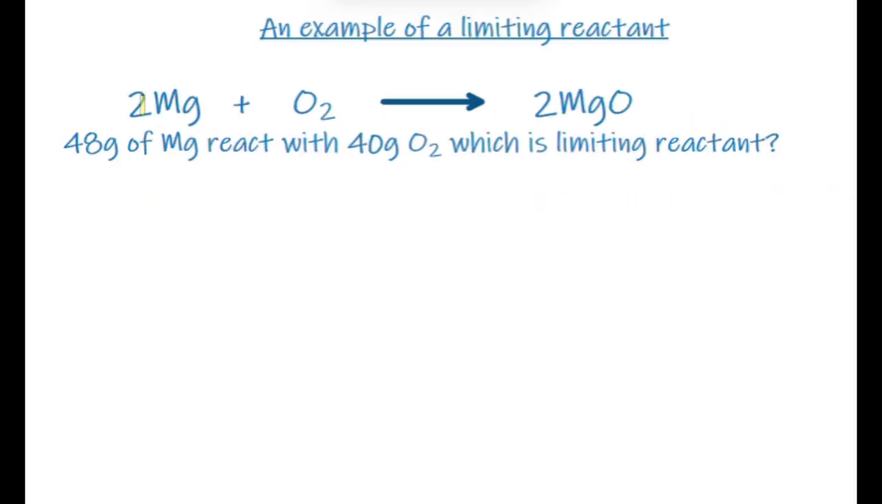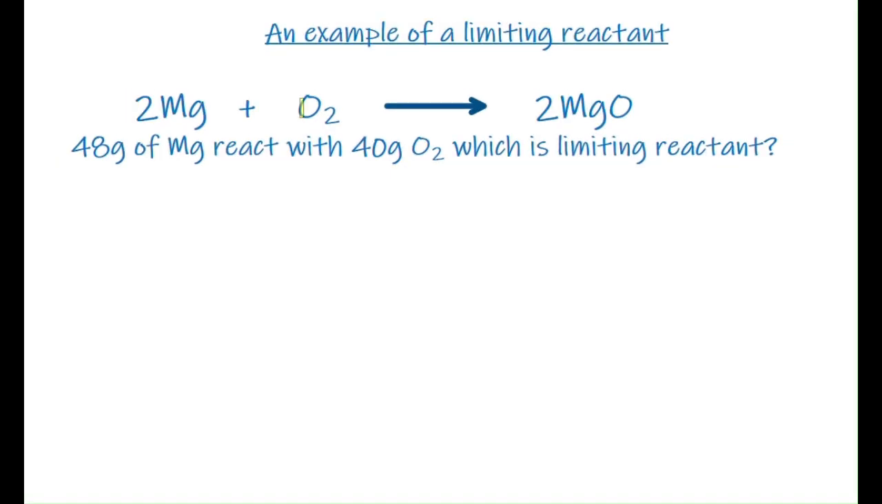So, let's have a look at an example of a limiting reactant. Here's the reaction between magnesium and oxygen. It's one of those you've done in science loads of times, I am sure, where you get the brilliant white flame. So, look at this here. 2 Mg plus O2 goes to 2 MgO. 48 grams of Mg react with 40 grams O2, which is the limiting reactant? So we only need to consider the reactants, which are the Mg and the O2.